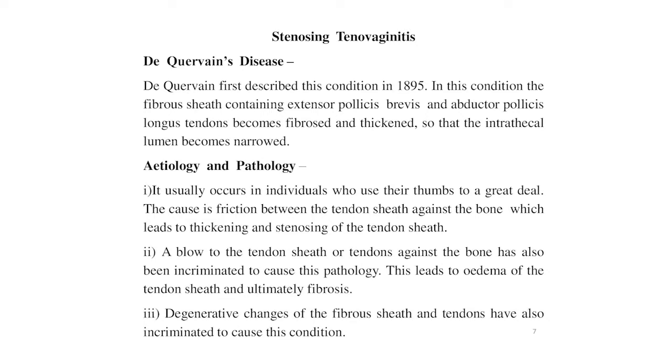groove. Now the etiology and pathology of this de Quervain's disease: it usually occurs in individuals who use their thumbs a great deal. The cause is friction between the tendon sheath against the bone, which leads to thickening and stenosing of the tendon sheath. A second pathology of de Quervain's disease is a blow to the tendon sheath or tendon against the bone, which has also been incriminated to cause this pathology. This leads to edema of the tendon sheath and ultimately fibrosis. Degenerative changes of the fibrous sheath and tendon have also been incriminated to cause this condition.